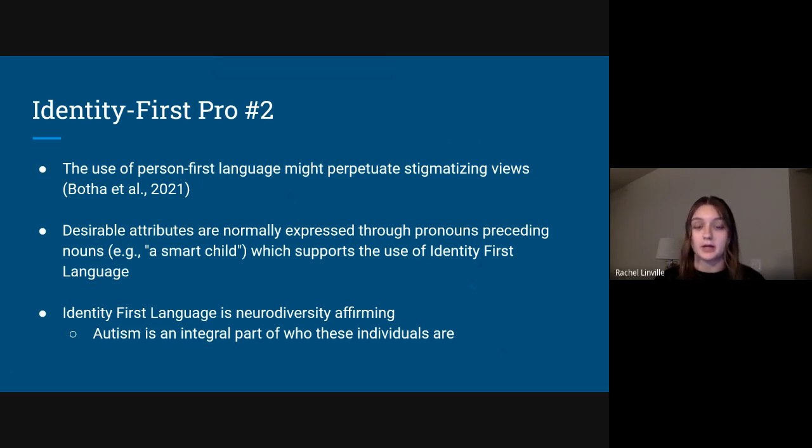By using this terminology, our language is neurodiversity affirming and supports the view that autism is not something to be ashamed of, but instead something that is an integral part of who the individual is.